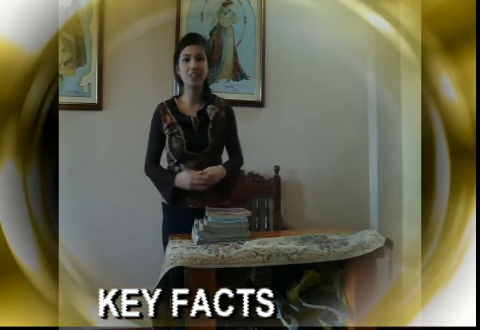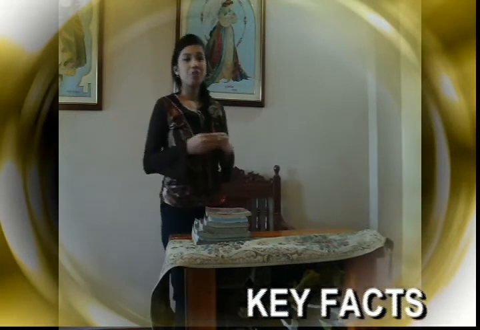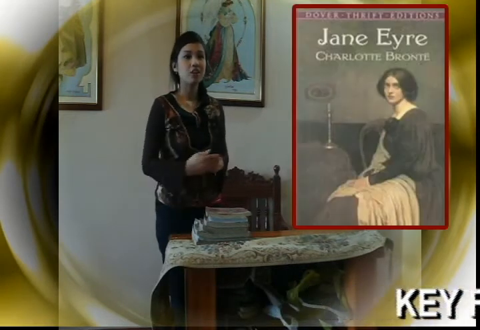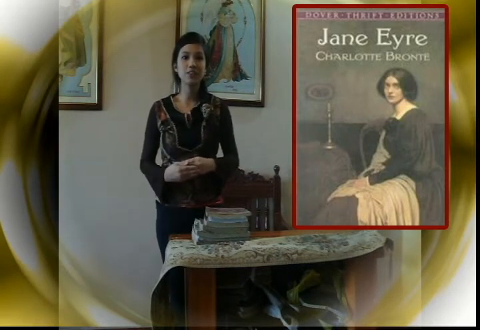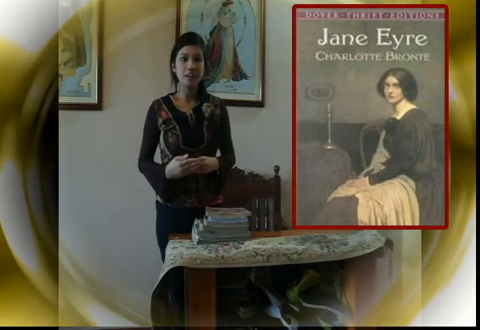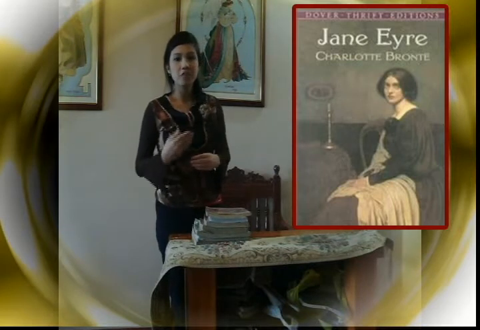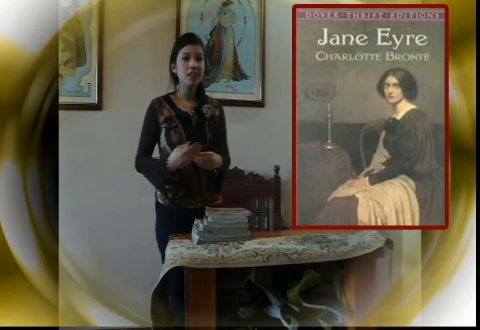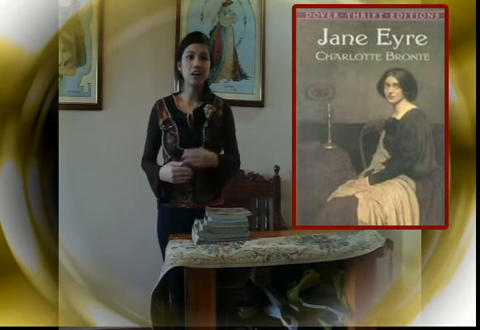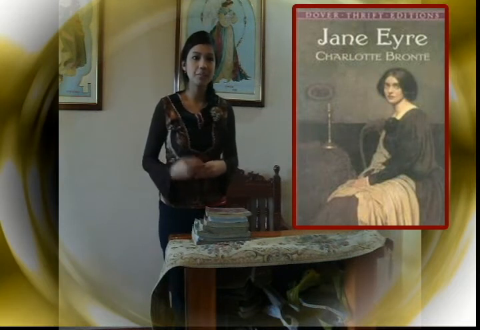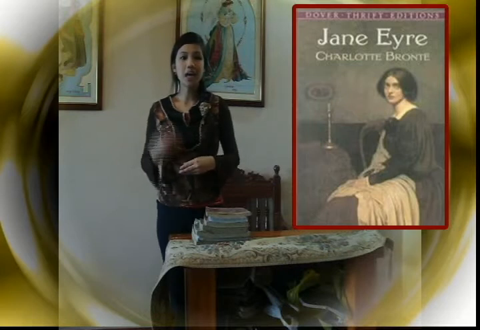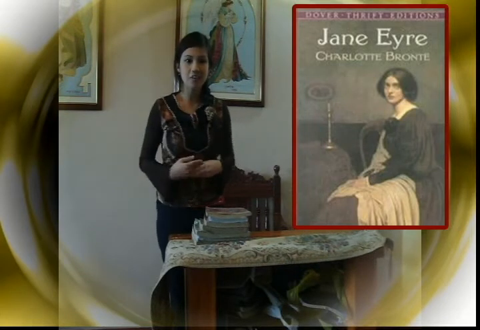So now, let's have the key facts of the novel Jane Eyre. The full title is Jane Eyre. The author is Charlotte Bronte, originally published under the male pseudonym Currer Bell. It is a novel type of work. The genre is a hybrid of three genres: the Gothic novel, the romance novel, and the Bildungsroman. The language is English. Time and place written: 1847, London.